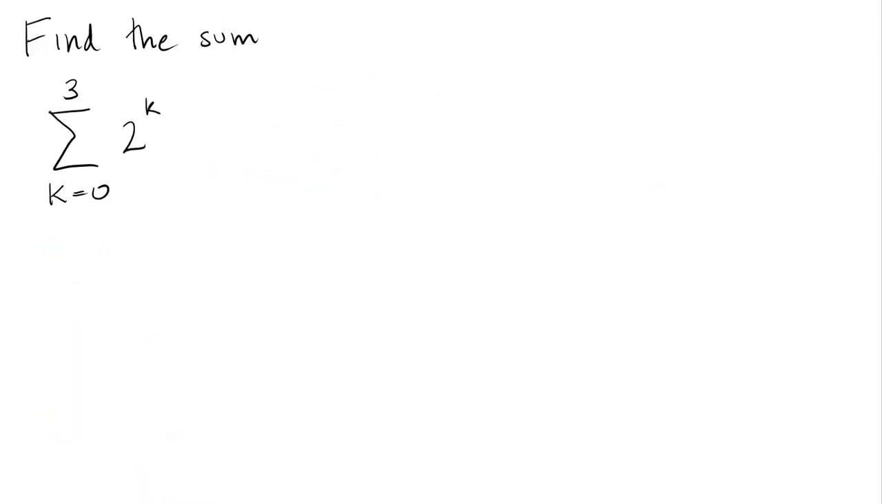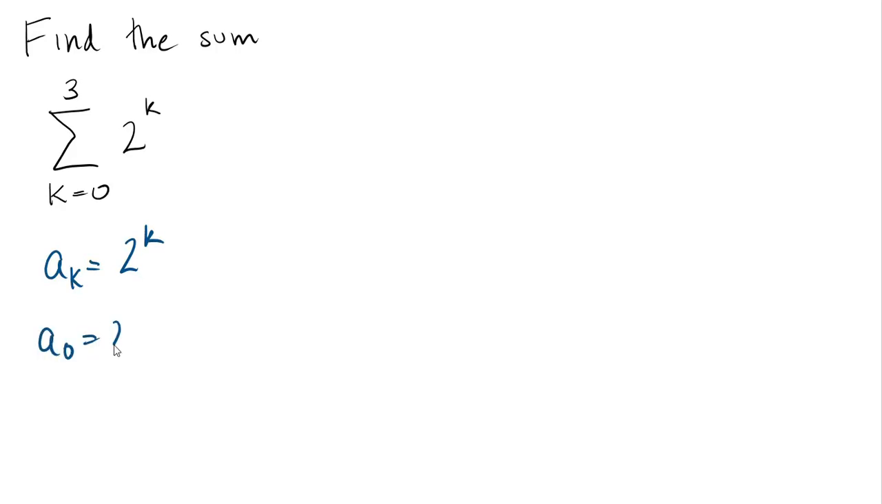Here's an example that looks kind of strange. This says find the sum from k equals 0 to 3 of 2 to the k. Now I know there isn't really a 0th term in a list. You can't have a 0th term. But we extend the idea to still just mean plug in 0 for k. So a sub k is this formula 2 to the k.